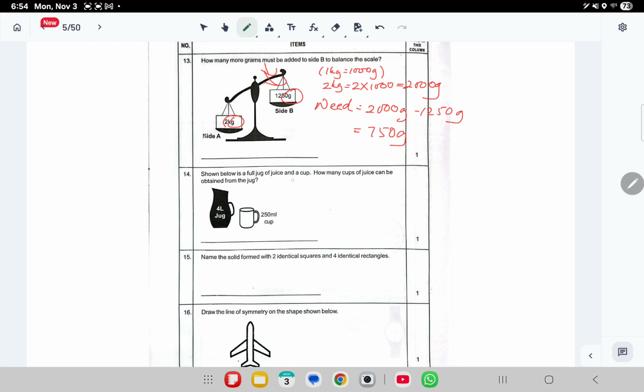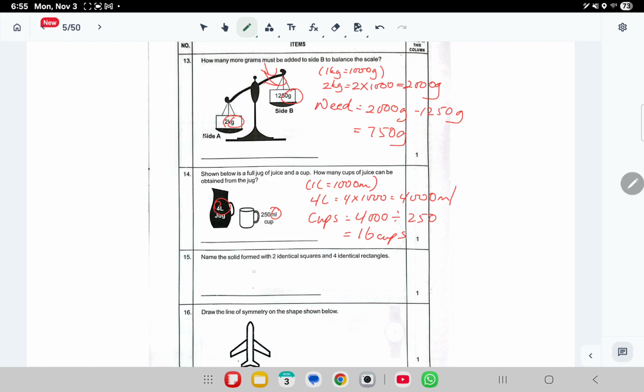Shown below is a full jug of juice and a cup. How many cups of juice can be obtained from the jug? So again, we have two different units, liters and milliliters. So we know that 1 liter is equal to 1,000 milliliters. So 4 liters is equal to 4 by 1,000, which is equal to 4,000 milliliters. To find out how many cups can be obtained, it will be 4,000 divided by 250, and that will give us 16 cups.